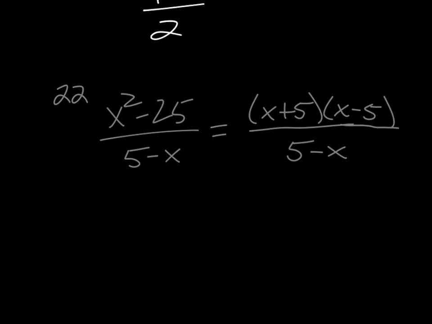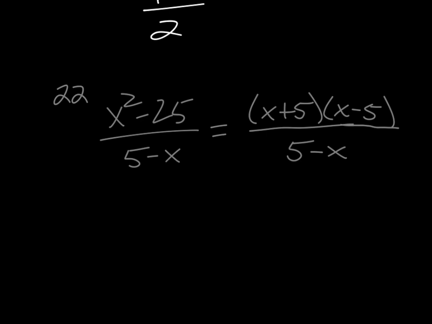So if you look closely, we have a positive 5. I'm looking at the denominator. We have a positive 5 and a negative x. And then up here we have a positive x and a negative 5. So the signs are exactly opposite. So we can factor out a negative 1. Oh, yeah, I was about to say.